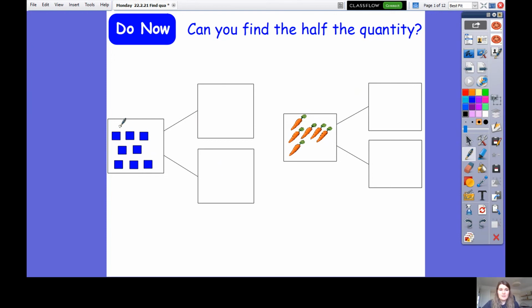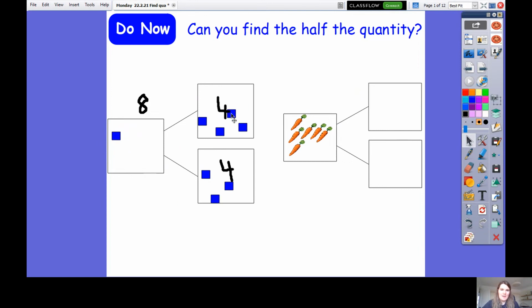Great. Well, what did you find? You found that this has got 1, 2, 3, 4, 5, 6, 7, 8. Well done. This does have 8. And when we half 8, what is half of 8? Well done. It is 4. And you should have found that if you wanted to draw, you could have moved all of these along, doing 1 for me, 1 for you, and so on. Well done. Half of 8 is 4.